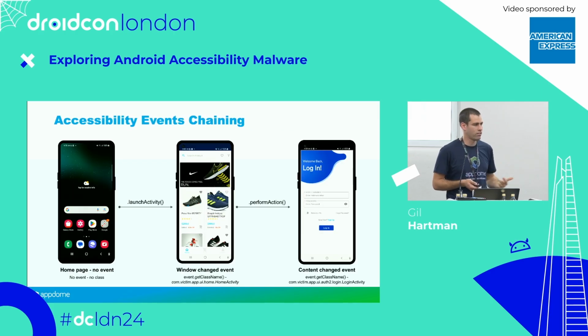Now, the nice thing about the accessibility thing is that you can do accessibility chaining. You keep pressing something, and because you're listening on everything that's happening, you get feedback back. So I got the home page, I got no events. Then I did launch activity, I got a window change event. I'm in control again. Now I pressed on the home activity, I did perform action, I get a content change event. I'm in control again. Now I'm back in control, and I'm in the login screen.